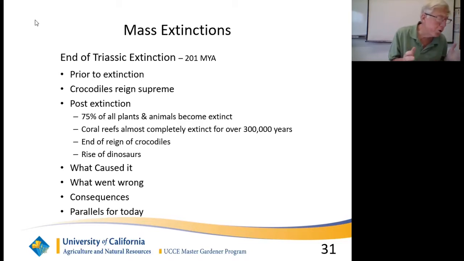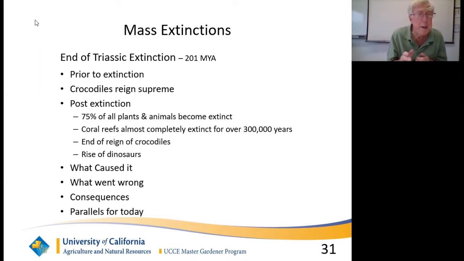So the seas are filled again with fish, and on land, crocodiles reign supreme. Who knew? Crocodiles were actually in charge for a while. Dinosaurs are numerous, but they're pretty small. And early mammals, of course, were continuing their development. There were extensive reef systems that returned as well.